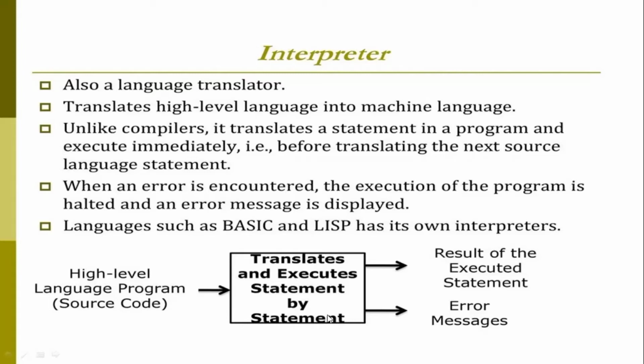The difference between interpreter and compiler is that the compiler reads the whole source code first, but the interpreter goes from statement to statement: translate, execute, translate, execute, translate, execute. Then it will go to the error message. If it does not have any error, it will give you the result of the executed statement.